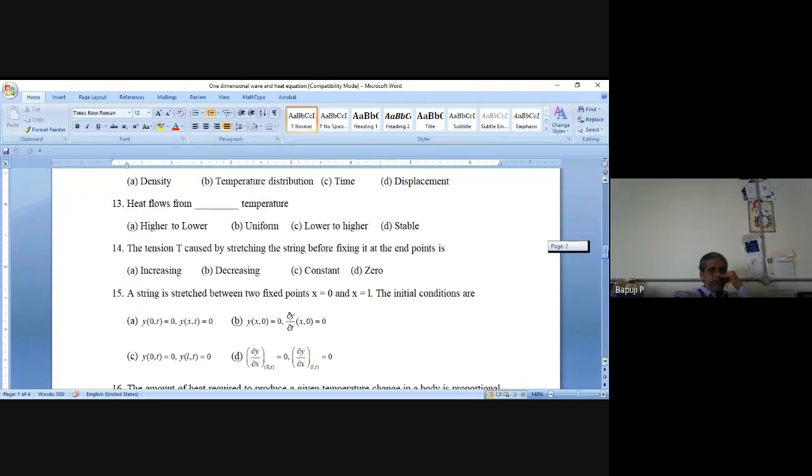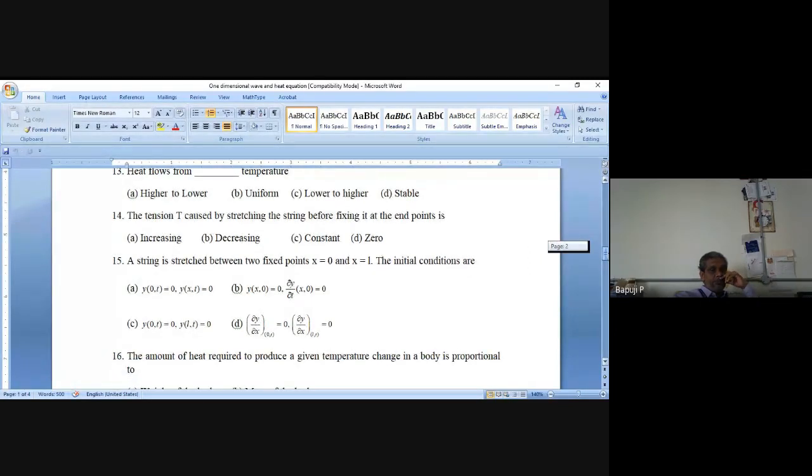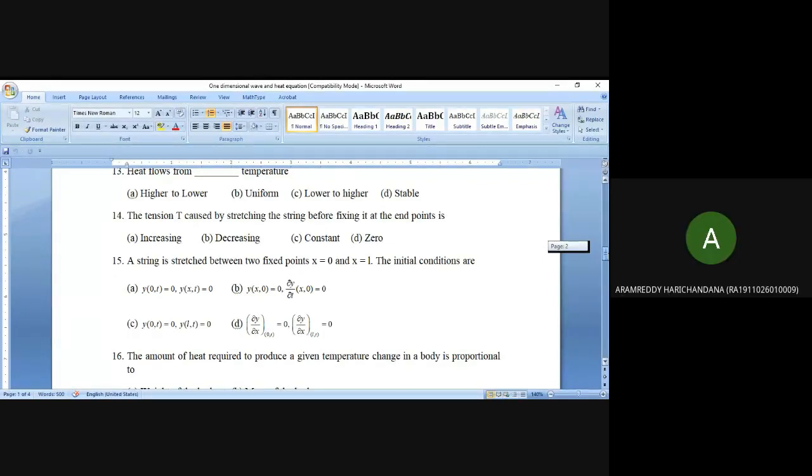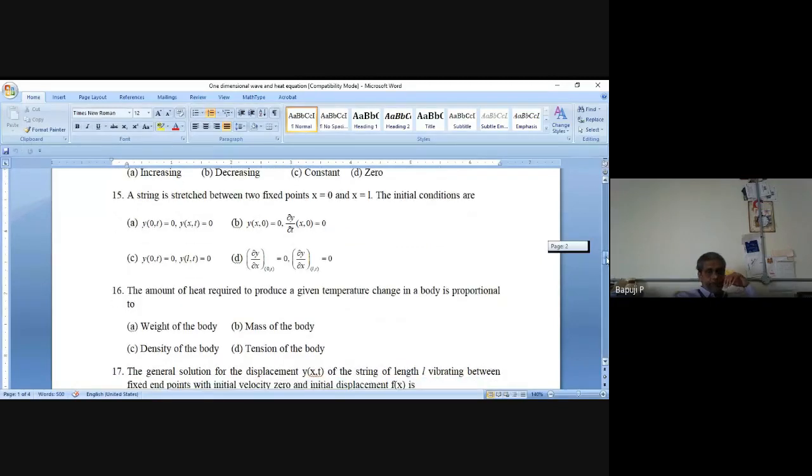So how will you do it? y(0, t) is equal to 0, y(x, t) is equal to 0. Then the second condition. Then the third condition: y of 0 comma t at x is equal to 0, and at x is equal to L, or 1, whatever it may be, y(L, t) is equal to 0. So which is the correct solution? Answer. C, sir. Correct.